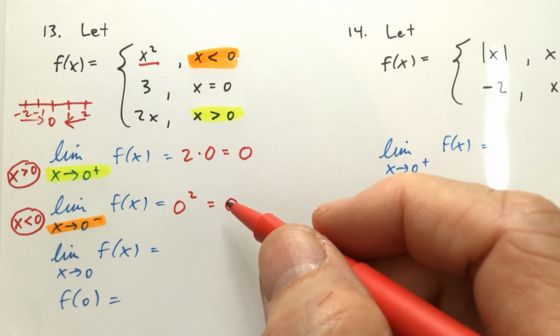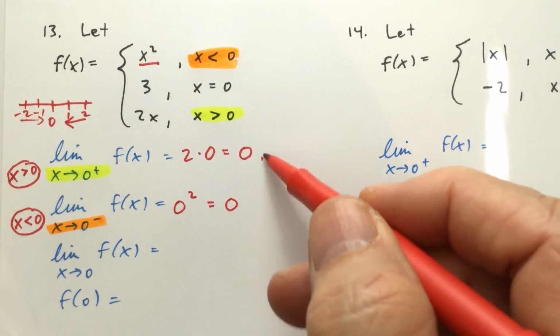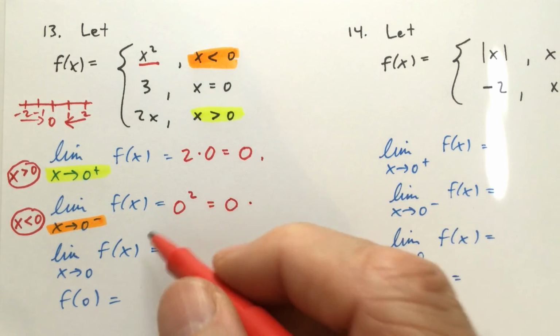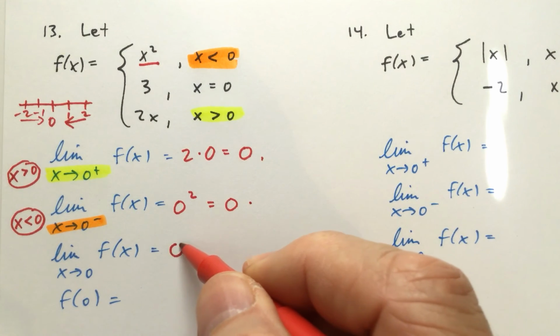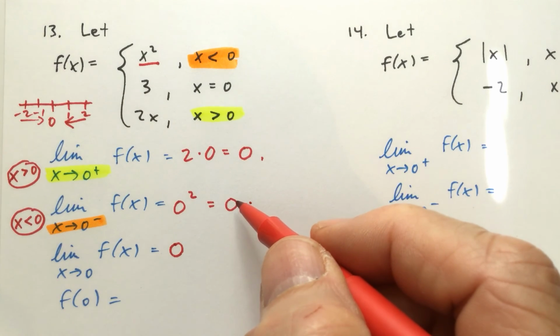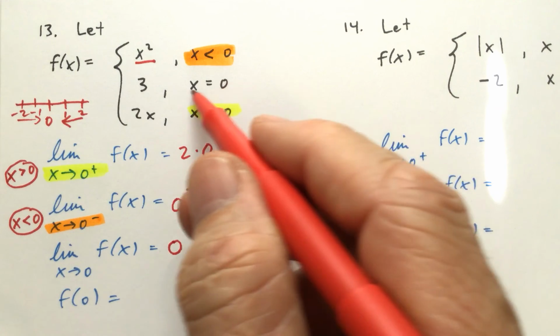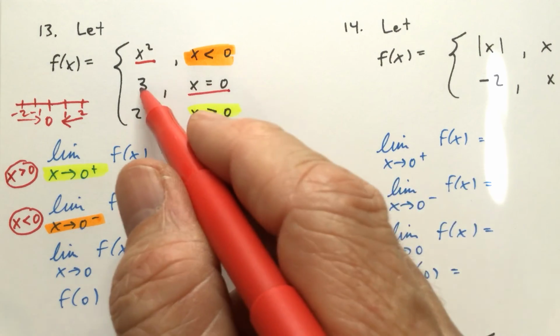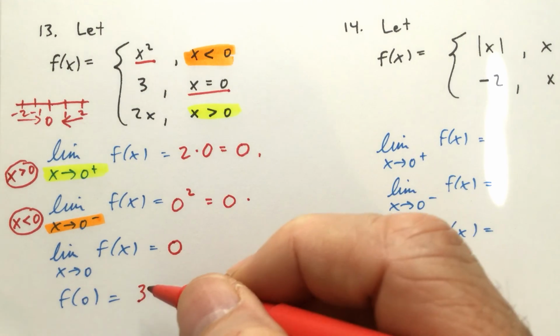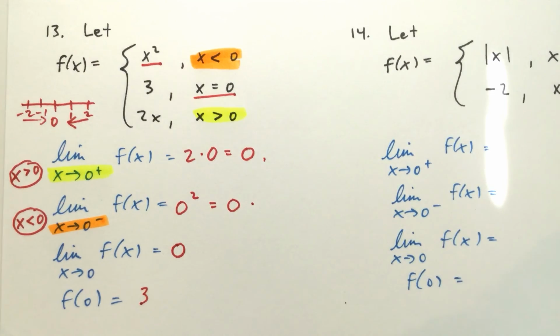And so then, since the right and left-hand limits agree, therefore, the limit as x approaches 0 must also be the same number. But f of 0, that's the algebra problem. F of 0, it says when x is equal to 0, the y value is 3. So f of 0 has a value of 3.